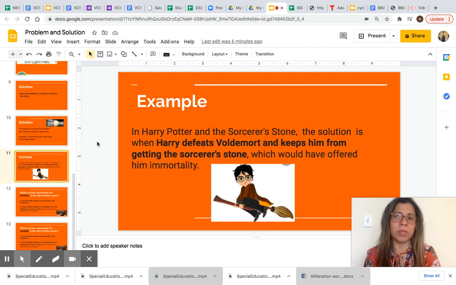Example: in Harry Potter and the Sorcerer's Stone, the solution is when Harry defeats Voldemort and keeps him from getting the Sorcerer's Stone, which would have offered him immortality.